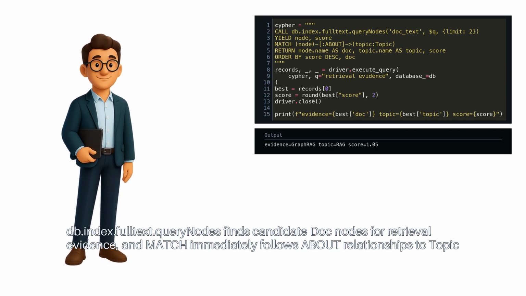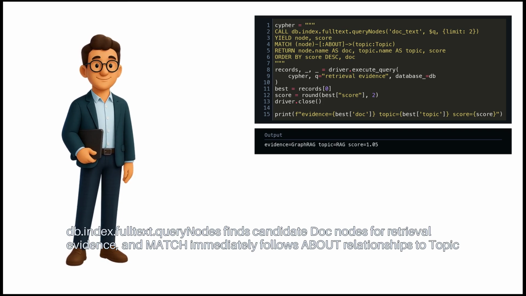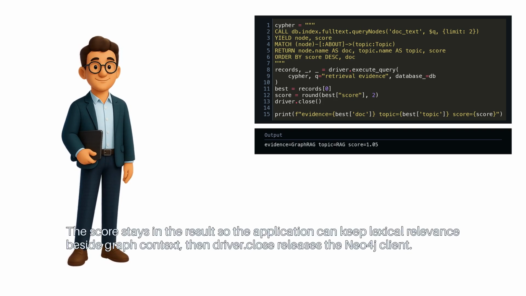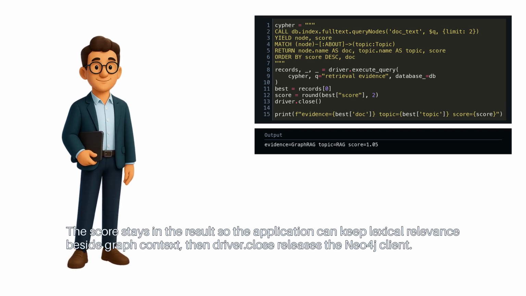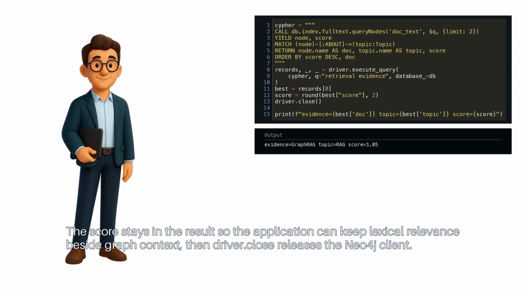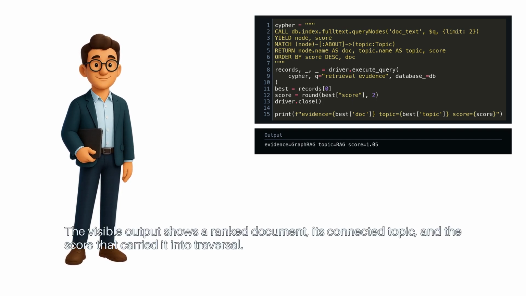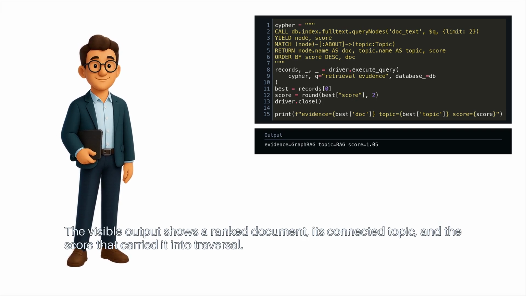db.index.fulltext.queryNodes finds candidate doc nodes for retrieval evidence, and MATCH immediately follows ABOUT relationships to topic nodes. The score stays in the results so the application can keep lexical relevance beside graph context. Then driver.close releases the Neo4j client. The visible output shows a ranked document, its connected topic, and the score that carried it into traversal.